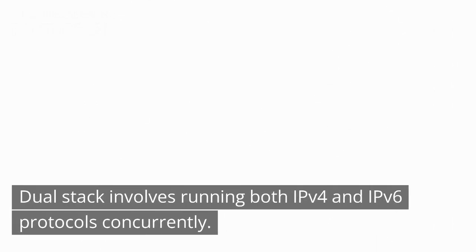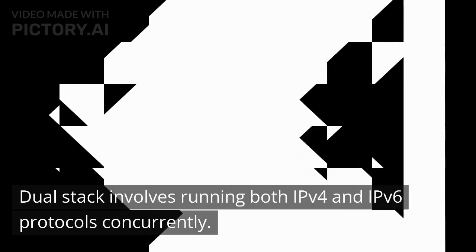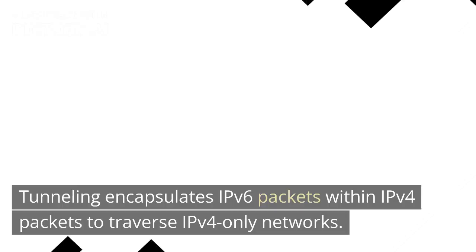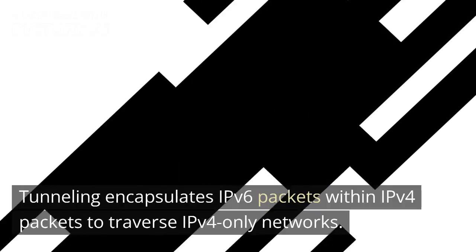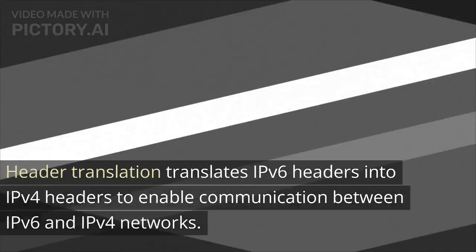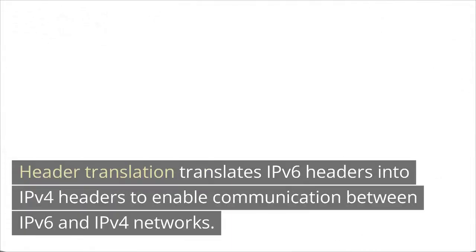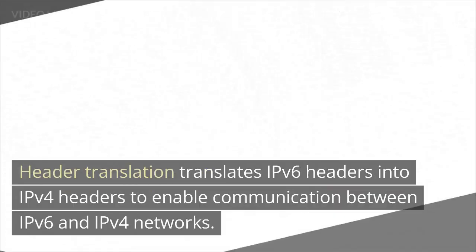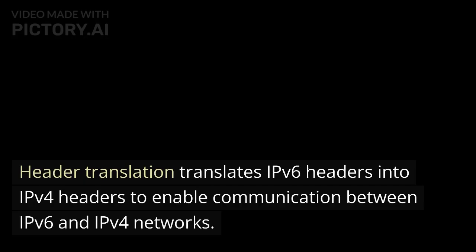Dual stack involves running both IPv4 and IPv6 protocols concurrently. Tunneling encapsulates IPv6 packets within IPv4 packets to traverse IPv4-only networks. Header translation translates IPv6 headers into IPv4 headers to enable communication between IPv6 and IPv4 networks.